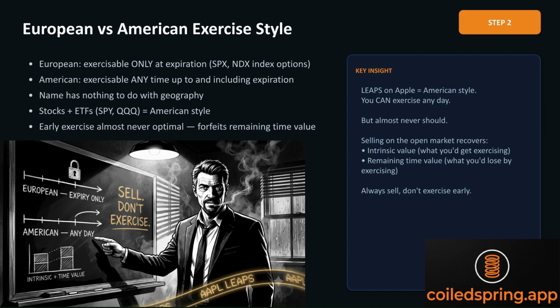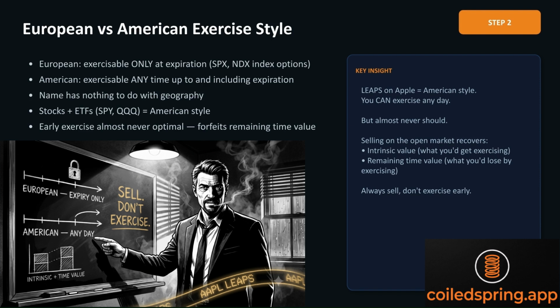Before we go further, there's a distinction you need to understand that confuses almost every beginner the first time they encounter it. It's the difference between European and American style options, and the first thing to know is that these names have absolutely nothing to do with geography. An American style option can trade in London, and a European style option can trade in New York. The names are purely historical convention. So what's the actual difference?